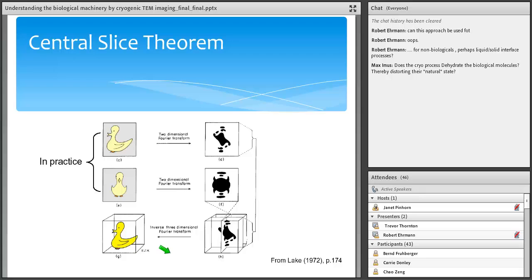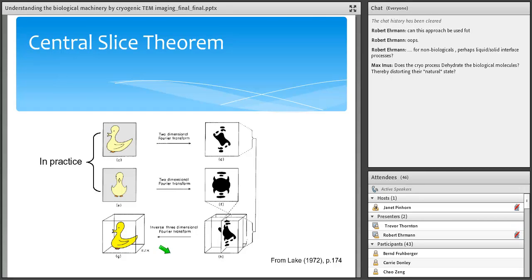How many images do you need to do that? Typically, we need hundreds of thousands. To get to atomic resolution in the old days, we needed about 1.6 million. Nowadays, we're using about 100,000 molecules to get to atomic resolution. So we've gotten a great improvement. I'm going to talk about some of that technology later in the talk.